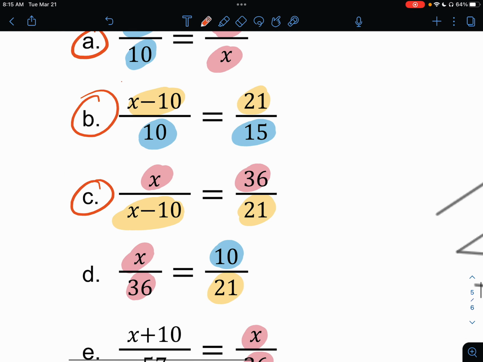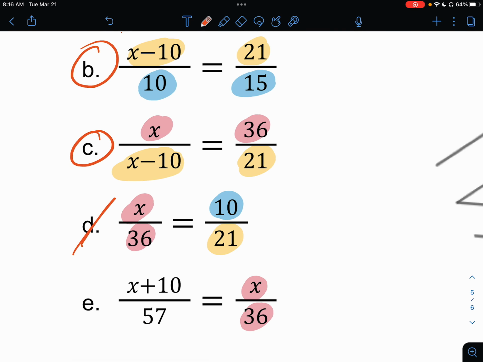That works. D, red over red, blue over yellow. That doesn't work. I would have to have red over red, blue over blue, or red over red, yellow over yellow, or I don't know, blue over yellow, blue over yellow. Either way, it has to match up somehow. This does not. So it's not D.